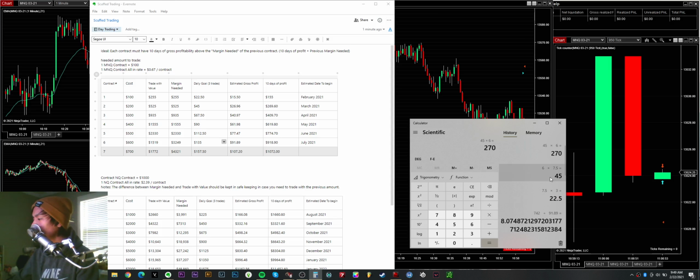$7.50 times 6 equals 45. Why did I multiply it by 6? I meant by 3. Hold on. Okay, so 45 times 3, 36, 3. That gives you 135. Okay, good. I got confused. And then to get to estimated gross profit, you just multiply that by 0.23%, equals $31.